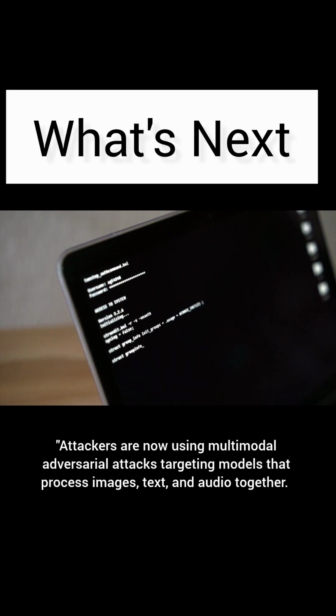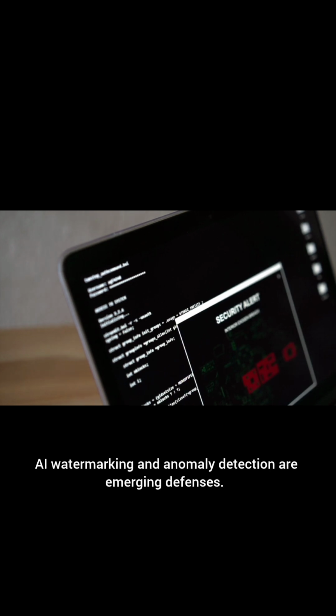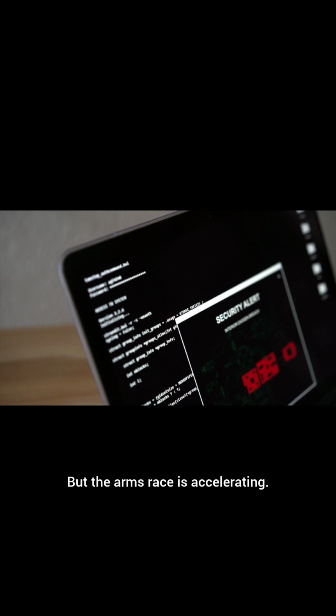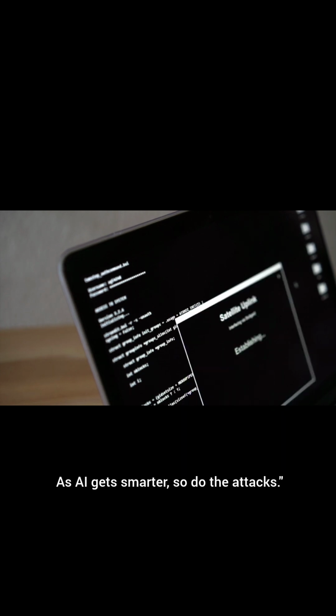What's next? Attackers are now using multimodal adversarial attacks targeting models that process images, text, and audio together. AI watermarking and anomaly detection are emerging defenses. But the arms race is accelerating. As AI gets smarter, so do the attacks.